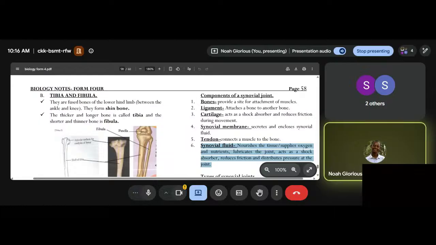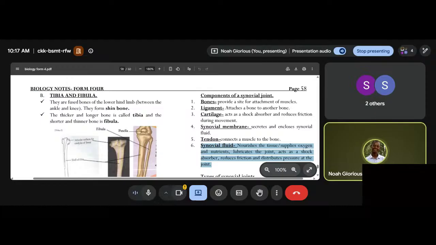Yes, thank you. So, functions of the synovial fluid: nourishes the tissue. What do we mean by to nourish? To nourish is to ensure that it is alive. Being alive means it is fresh, meaning there is food, there is water, and there is oxygen. That is what we mean by to nourish.